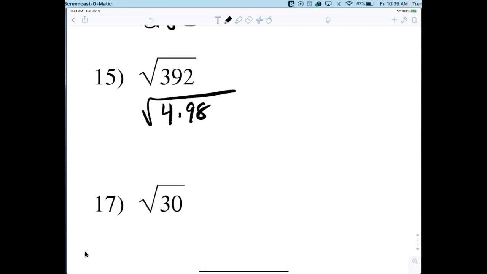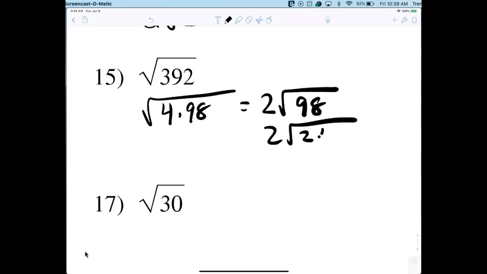Now, what does 98 break down to? We already did this one. What's 98? 49 times 2. Or are you trying to put these things into your mind? Oh, no. So now watch, guys. So this becomes 2 radical 98, right? And then 98 breaks down to 2 times 49.